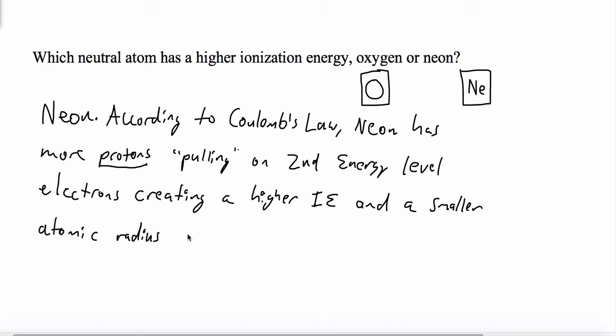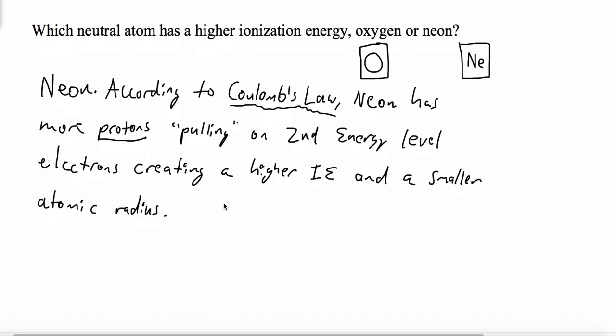Now, at some point, I'm going to ask you to actually break out this Coulomb's law into really what it is. So another full explanation, and you're going to have to do this once on the quiz, would be to say, neon, according to Coulomb's law, which states that the force of attraction between two charged particles increases as the magnitude of those charges increase and as the distance between them decreases, neon has more protons pulling on the second energy level electrons, creating a higher ionization energy and a smaller atomic radius.